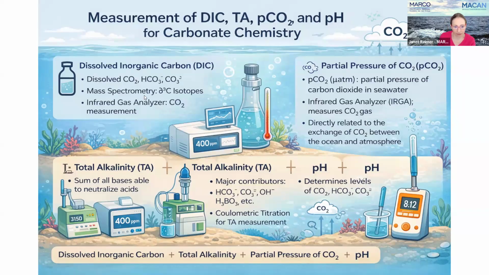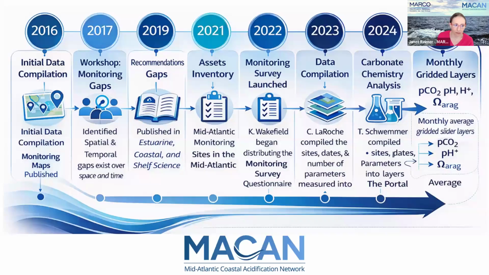And before I jump into the actual layers, I also want to just talk about a little bit of the project background. So in 2016, we started compiling information to produce what we're calling monitoring maps. And those maps kind of just established where and when and what is being measured for acidification within the Mid-Atlantic region. Then in 2017, MACAN hosted a workshop to identify monitoring gaps over space and time.